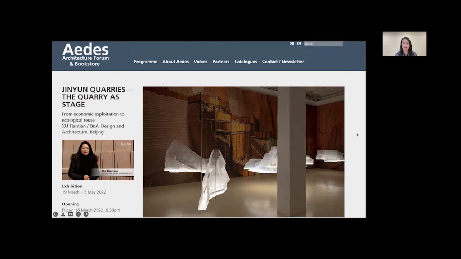Recently, we have opened an exhibition at Ada's Architecture Forum in Berlin, with the quarry as a stage, from economic exploitation to ecological reuse. In this exhibition, we especially made a model for all these individual quarries with translucent material to present their geometry, and the models are hanging and glowing in the center of the space. We would like to dedicate this to the quarry workers. And these quarries are truly the artwork and spectacular monument handmade by the local quarry workers.